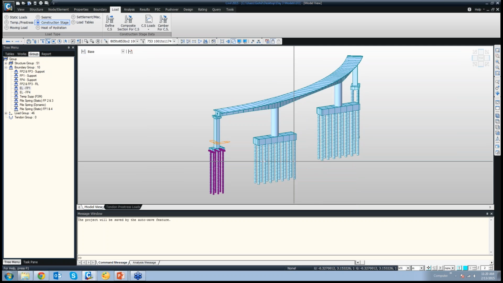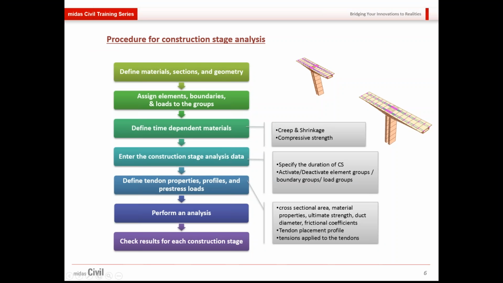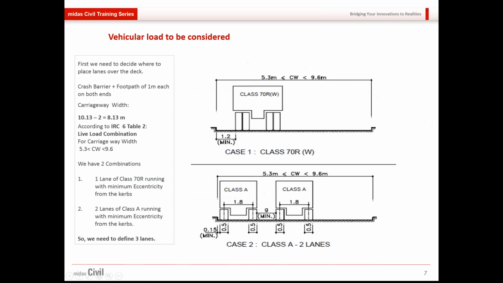Now we'll be having a look at the moving loads. So I'll go to presentation again. Okay. So first we need to decide where we have to place the lanes over the deck. So crash barrier and footpath together are considered to have 1 meter width at both the ends. So total carriageway width in this case is 8.13 meter. Now according to IRC 6, if the width is 8.13 meter, then it will have 2 lanes of class A and 1 lane of class 70R.